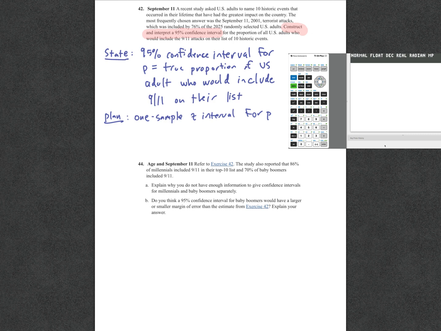Okay, and then we'll check the conditions. So first, random. Okay, they stated in the problem 2025 randomly selected adults. So we'll just say check. Okay, 10% condition. So 10%, we'll say the sample was 2025, and that's less than a tenth of all U.S. adults.